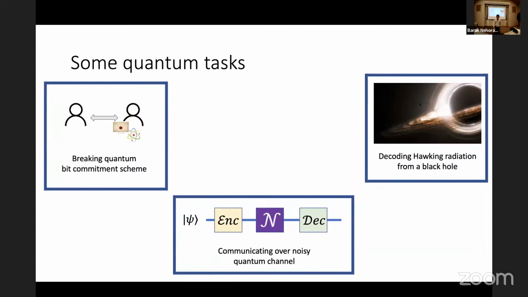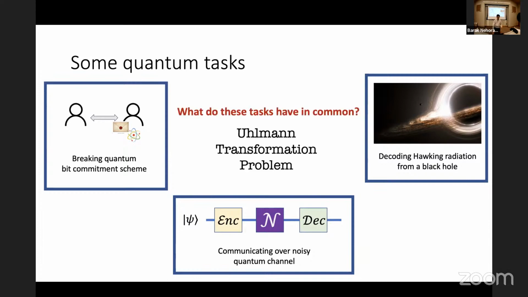Okay. So all of these seem pretty different, like they come from different areas of science. What do they all have in common? It turns out the complexity, or the difficulty, of performing each of these tasks is exactly characterized by this Uhlmann transformation problem. So you can understand the hardness of all of these through this lens.